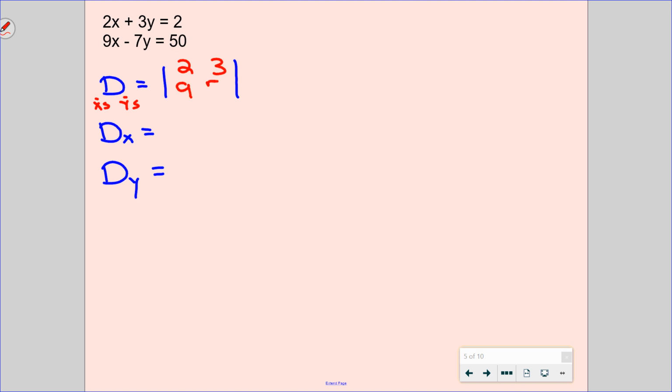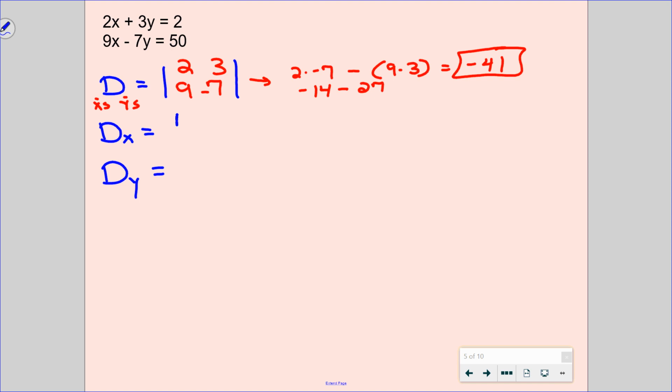And actually now, once we have the 2, the 3, the 9, and the -7, we can do our determinant. So we have our a times d minus, and then we have our 9 times 3. We have -14 minus 27 in this case, so our regular determinant is equal to -41. Don't worry it's negative. Don't worry that it's a bigger number. All is good.